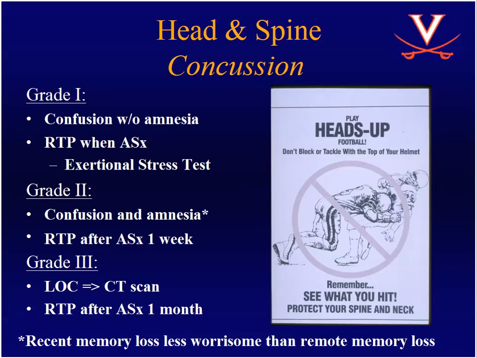It's graded in various degrees based upon whether you have loss of consciousness and whether you have amnesia. If you have a simple mild concussion without a blackout, you do an exertional stress test: have them run up and down the sidelines and then test them periodically with some questions, like numbers or months backwards. Then they can return to play when they're asymptomatic. If they have confusion and amnesia, which makes a grade 2 injury, then you need to wait a week to return. If they have loss of consciousness, particularly for a prolonged period, then you need to hold off, get a CT scan, and they're probably going to be out a month.